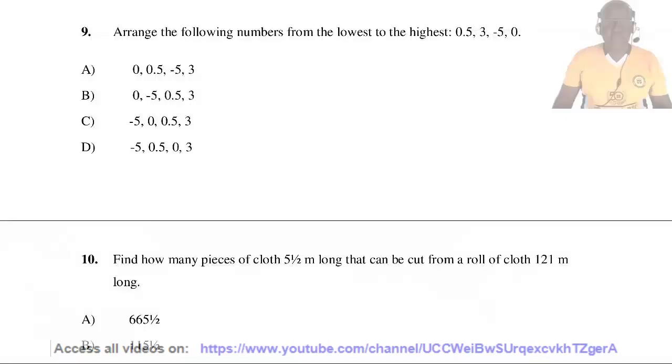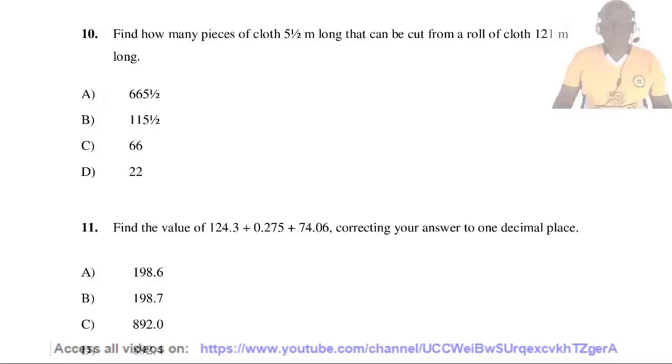Question 9. Arrange the following numbers from the lowest to the highest. That is 0.5, 3, minus 5, and then 0. The lowest is minus 5, followed by 0, followed by 0.5, followed by 3. So the answer is C.